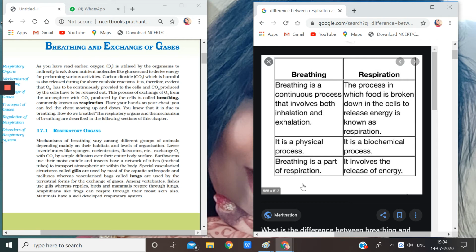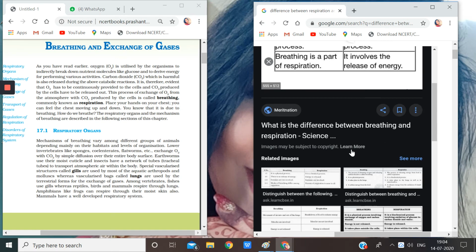Okay, next, breathing is a part of respiration. Yes, because respiration will not be complete without breathing. Why? Because when we breathe in oxygen, that oxygen will be used to break down this food. So it's a part of respiration. Okay. And here it involves the release of energy.